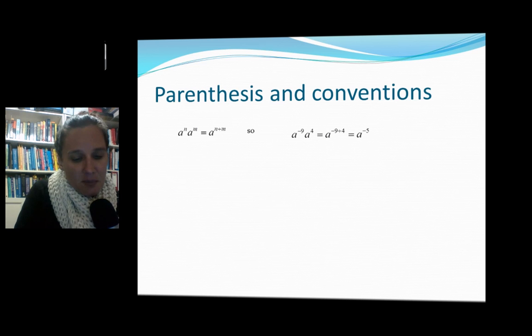The next thing we're looking at is multiplying with our indices. So we have a to the power of n times a to the power of m, and what we do is we add our indices. We'll do a simpler example. If we have a squared times a cubed, a squared is a times a, with our times in between these, and a cubed we have 1, 2, 3. We end up with 1, 2, 3, 4, 5 lots of a, which is 2 plus 3.